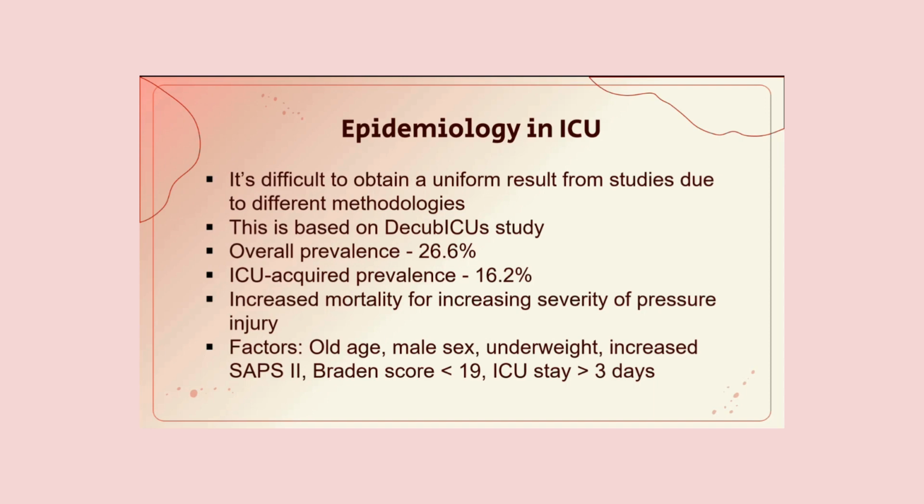As the grade or the stage of the ulcer increases, there is increased mortality. The factors which affect pressure ulcer in ICU are old age, male sex, underweight, increased SAPS-2 score, Braden score less than 90, and ICU stay greater than 3 days. This DCube ICU study was conducted in over 90 countries with around 13,000 sample size.